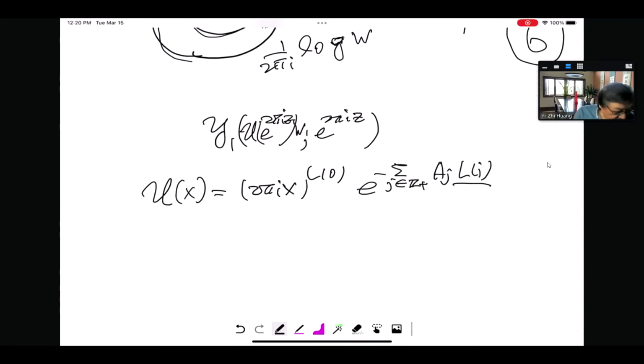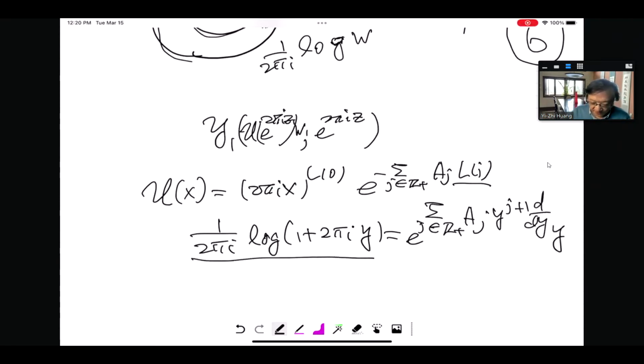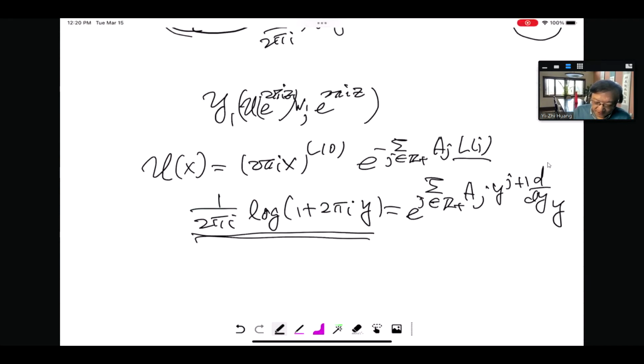And what are these a_j? The a_j are given by this formula. We write this formal series in y, and this can always be written as e^(sum over j in Z_+ of a_j y^(j+1) d/dy). Okay, so you can expand this as a series, and then you can solve equations to obtain these a_j's. So these a_j's are uniquely determined by this formal series. Okay, so we have this operator.